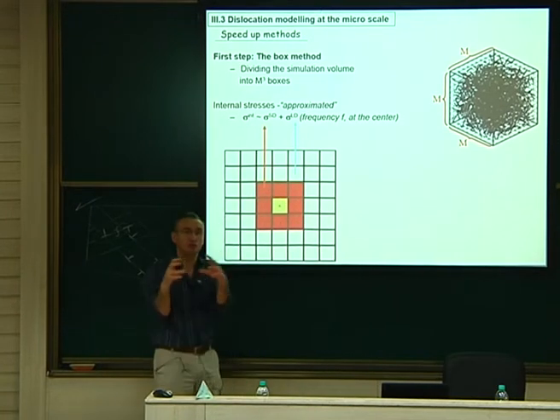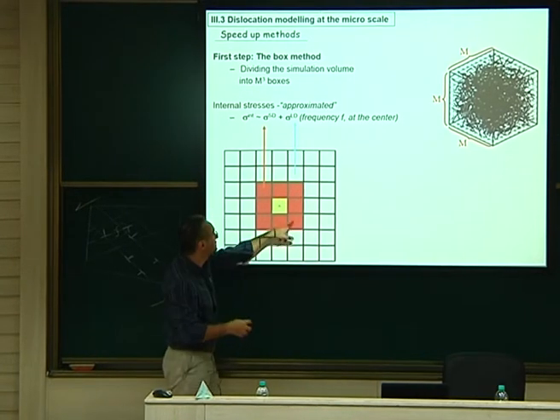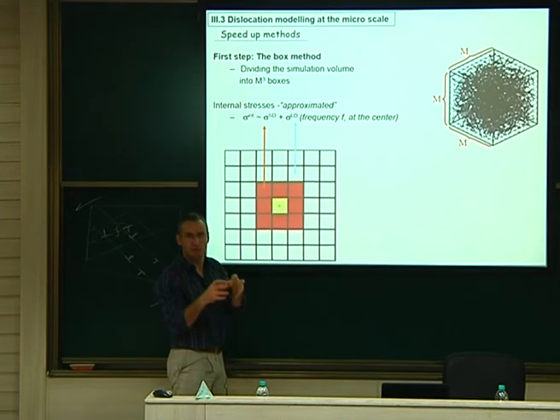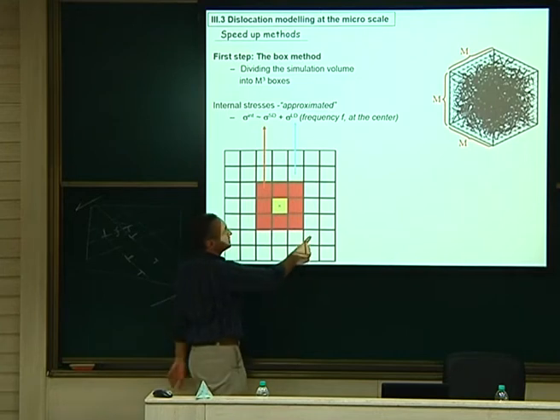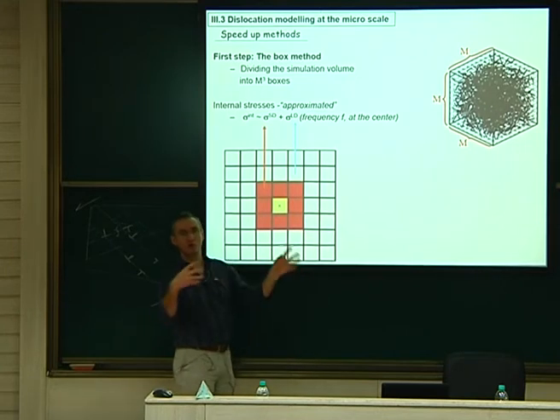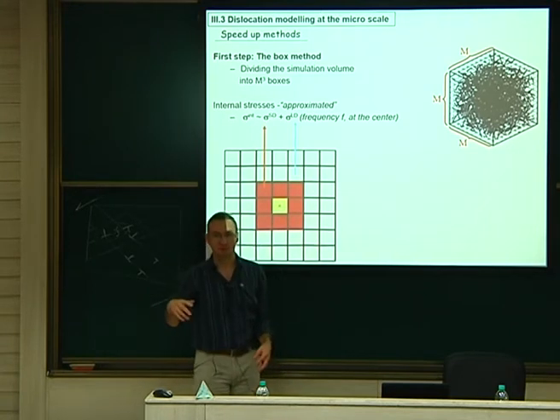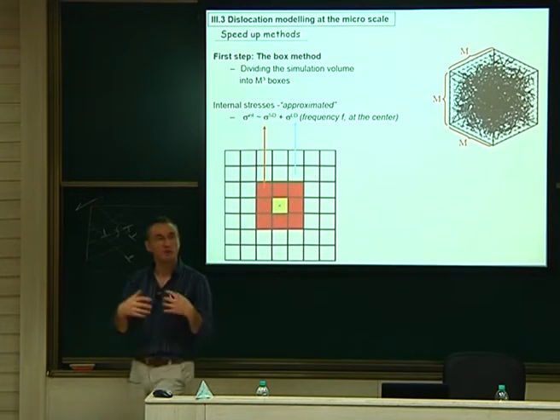This is what I call the short-range stress field. If a dislocation is here, it will have a huge stress on that one, so I need to compute that very frequently, very carefully. But if a dislocation is there, the stress field is a long-range one, so I will just compute the stress field here at the middle of the box, and I will update that one every 10 steps or 100 steps to save time. It's what we call the box method.